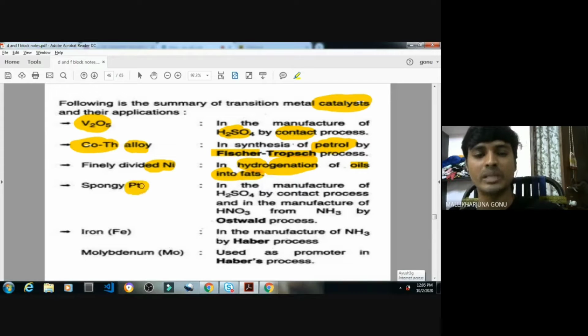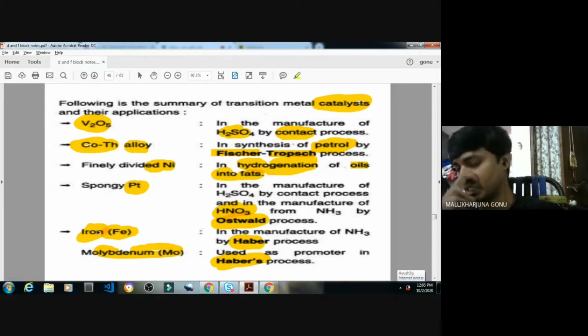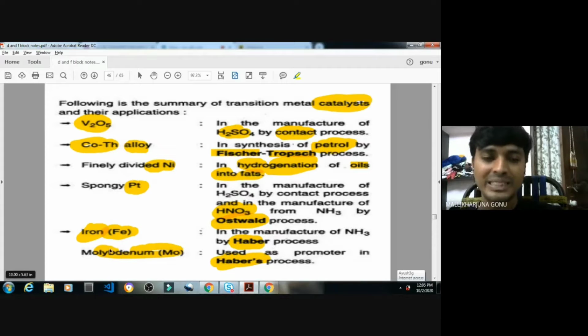And the next one is spongy platinum, used in the Ostwald process. Ostwald process means the preparation of HNO3, nitric acid. Next, iron and molybdenum. Iron is used in the Haber's process, with molybdenum as a promoter. Iron is basically the catalyst, and you have to take both, FeMo. Molybdenum is the promoter, iron is the catalyst. Molybdenum activates the iron, that is the meaning of promoter there.